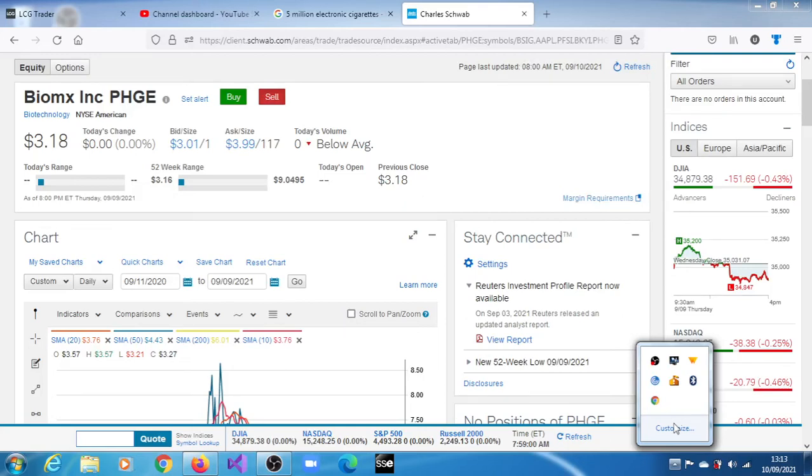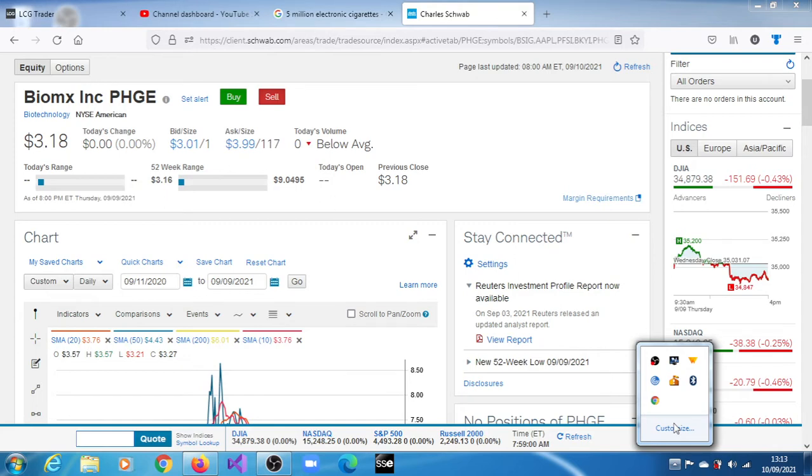Five 52-week low stocks to observe. The first one is PHGE stock. The second one is INM stock. Third one is LCI stock. Fourth one is FBRX stock. Fifth one is UIHC stock.